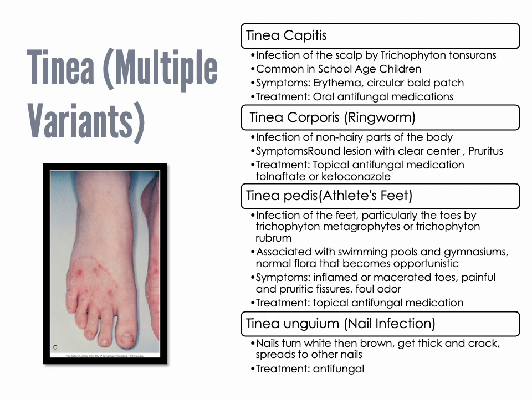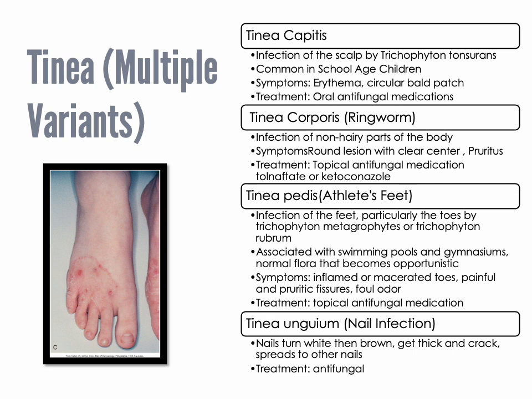It's associated with swimming pools. You can get this in gymnasiums. And this is really just an overgrowth of your normal flora that becomes opportunistic. And as we've talked about with opportunistic infections, what would not normally harm you or infect you, once given the right environment and the right conditions, they do proliferate and spread. Symptoms, you'll have inflamed toes, they are itchy, and you may even experience a foul odor. Treatment again would be a topical antifungal medication.